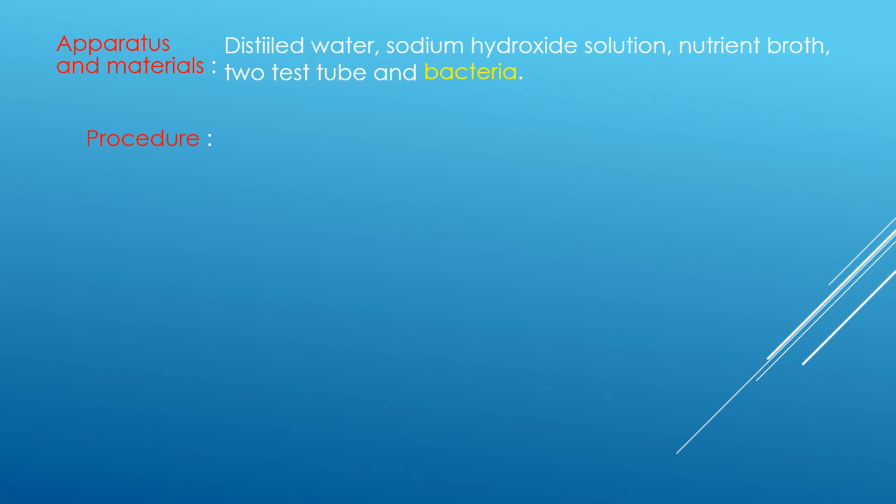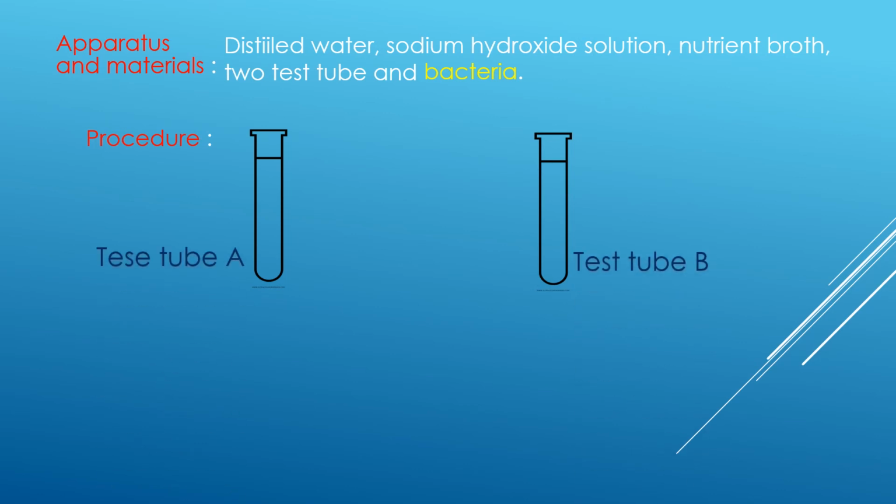This experiment is to investigate the effect of pH on the growth of bacteria. So, we need 2 test tubes. Draw the test tubes and label them A, B. Show the manipulated variable in the diagram. Distilled water is added in test tube A, and sodium hydroxide solution is added in test tube B. For both test tubes, we will add in the fixed variable, which are the nutrient broth and bacteria.